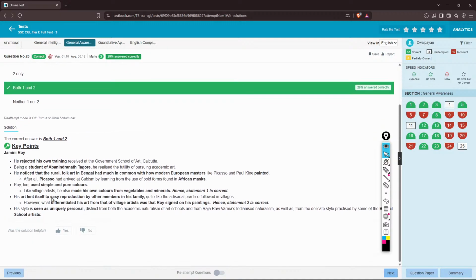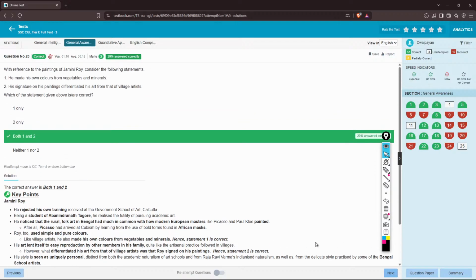Okay. Differentiated because rural folk artists had much more in common with how modern European masters like Picasso painted. After all, Picasso arrived from fusion. Okay. We use simple pure colors. What differentiated her from the village artist was that Roy signed his paintings. Okay.